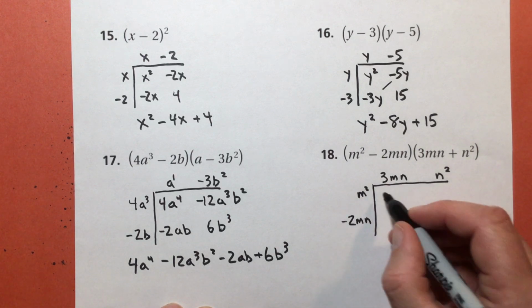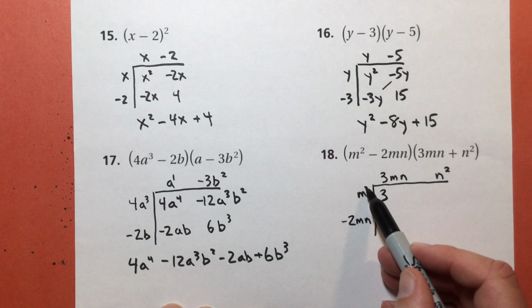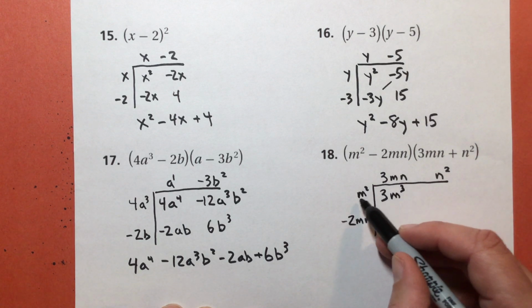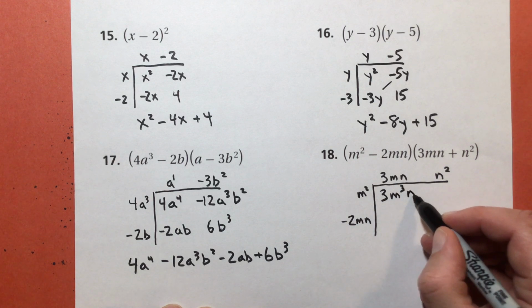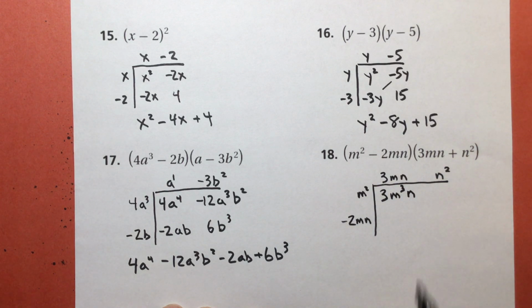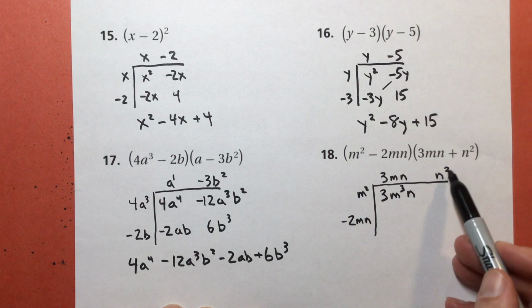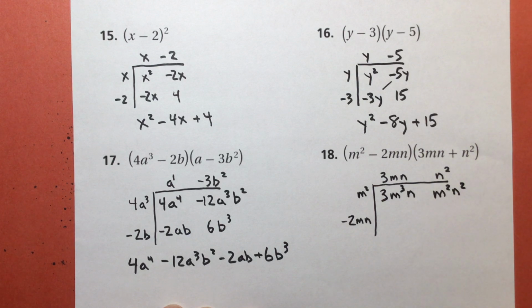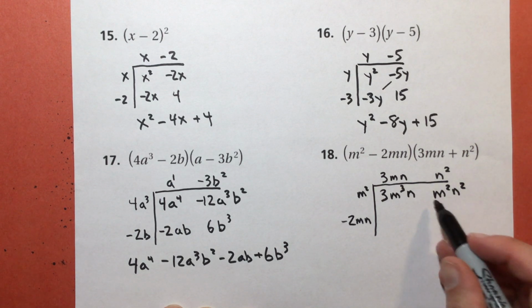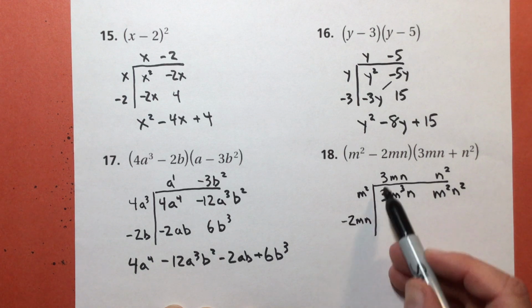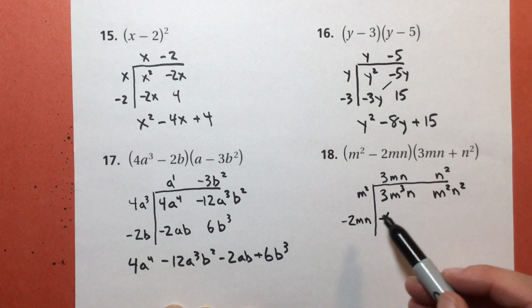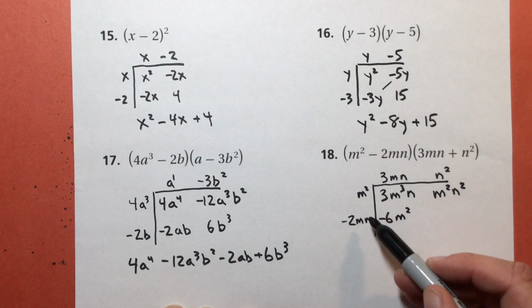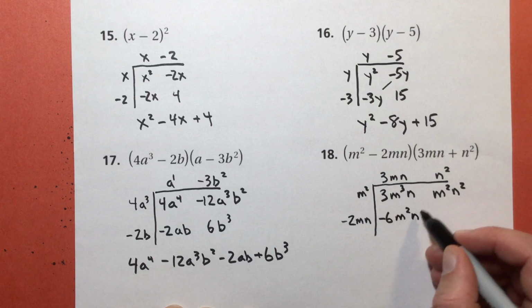All right, I got 1 times 3, which is 3. I have m to the second times another m, that's m to the third power. I have no n's, but I have 1 here, so just n. M to the second times n to the second, just write it like that. I can't simplify this anyway, because those are not the same base. Negative 2 times 3 is negative 6. M times m is m to the second power. N times n is n to the second power.